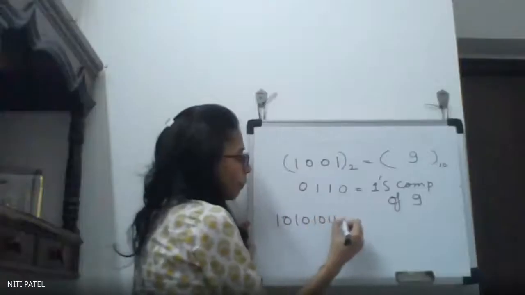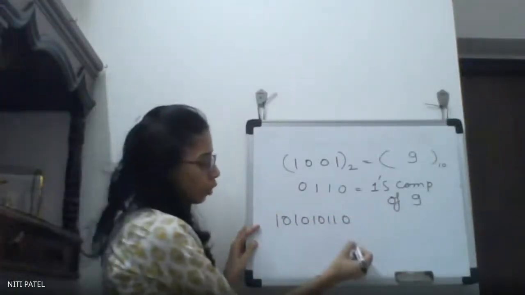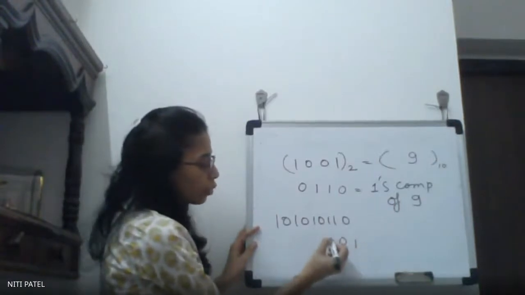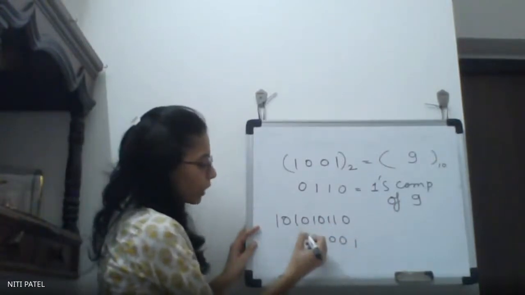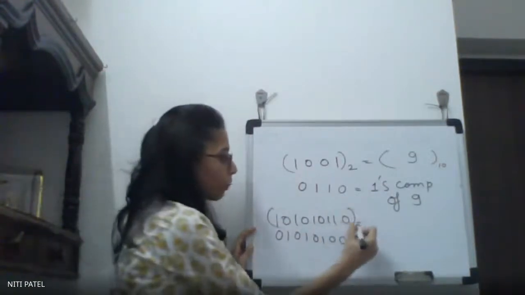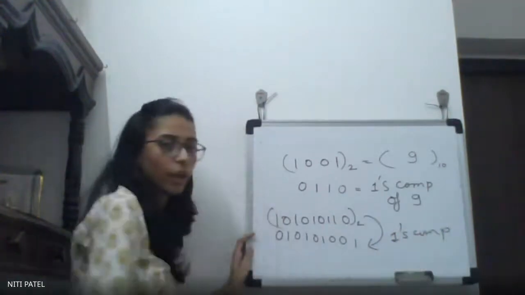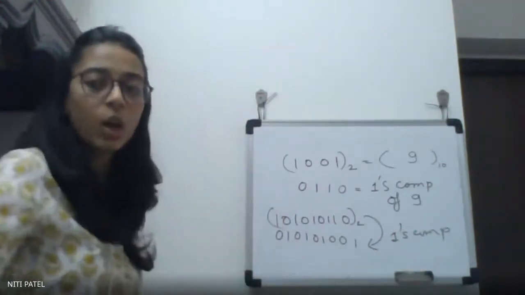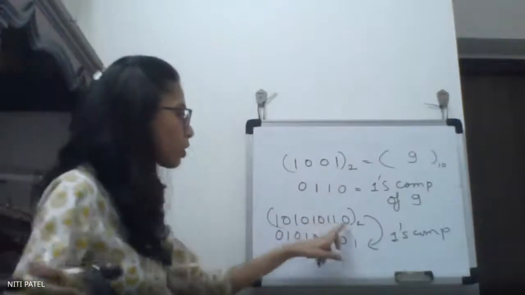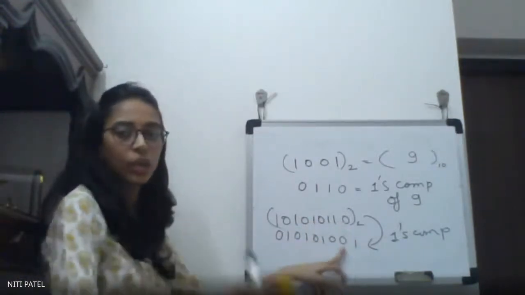If I have a binary number like this, what will be the ones complement? 0 changes to 1, 1 changes to 0. I will keep doing this for all the digits. So this is your binary number and this is the ones complement of that number. This is how you find ones complement. That is, all zeros are converted to 1 and all ones are converted to 0.